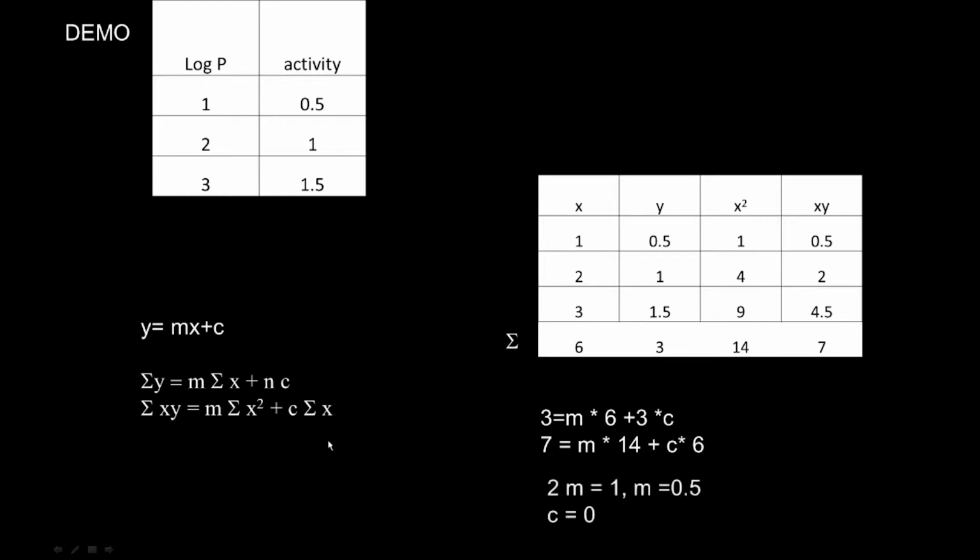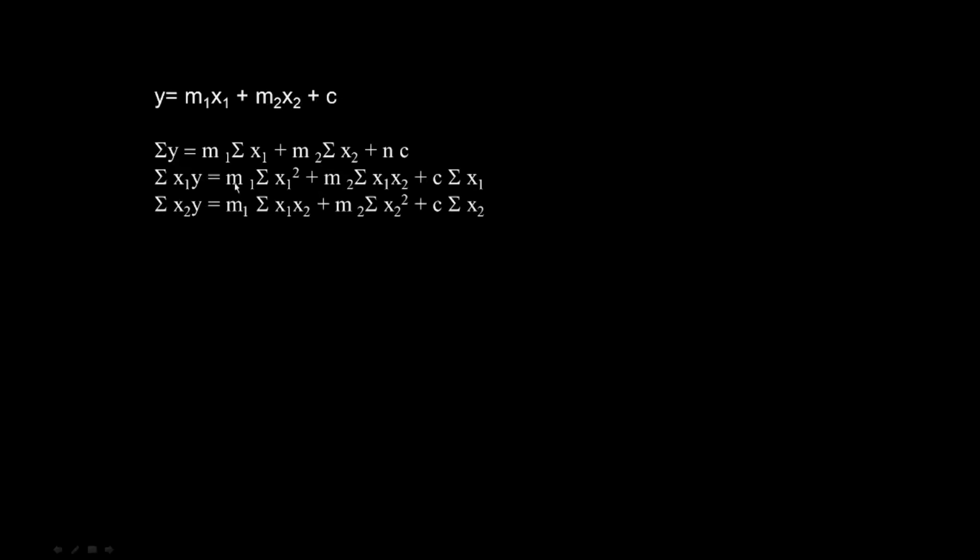Okay, so what happens if you have two variables? That means two descriptors, x1 and x2. So you have m1, m2, two slopes, and c. So you have three parameters. So basically you need three equations. So how do you get the three equations? This is the first equation. Summation of y is equal to m1 summation of x1 plus m2 summation of x2 plus nc.